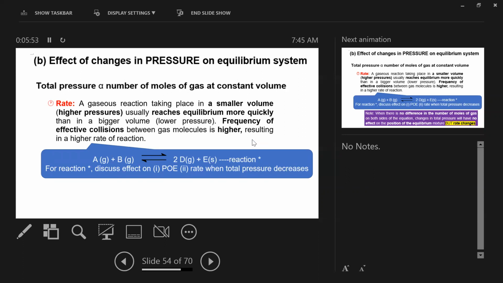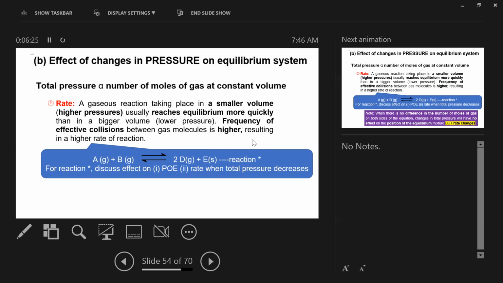So we use the catalyst. If we use the catalyst, it can lower the activation energy, which could help us increase the effective collision frequency as well. So you notice that when we talk about rates, we refer to collision theory. When we talk about extent of reaction, POE, we consider the Le Chatelier principle. They are isolated. Do not mix them up.